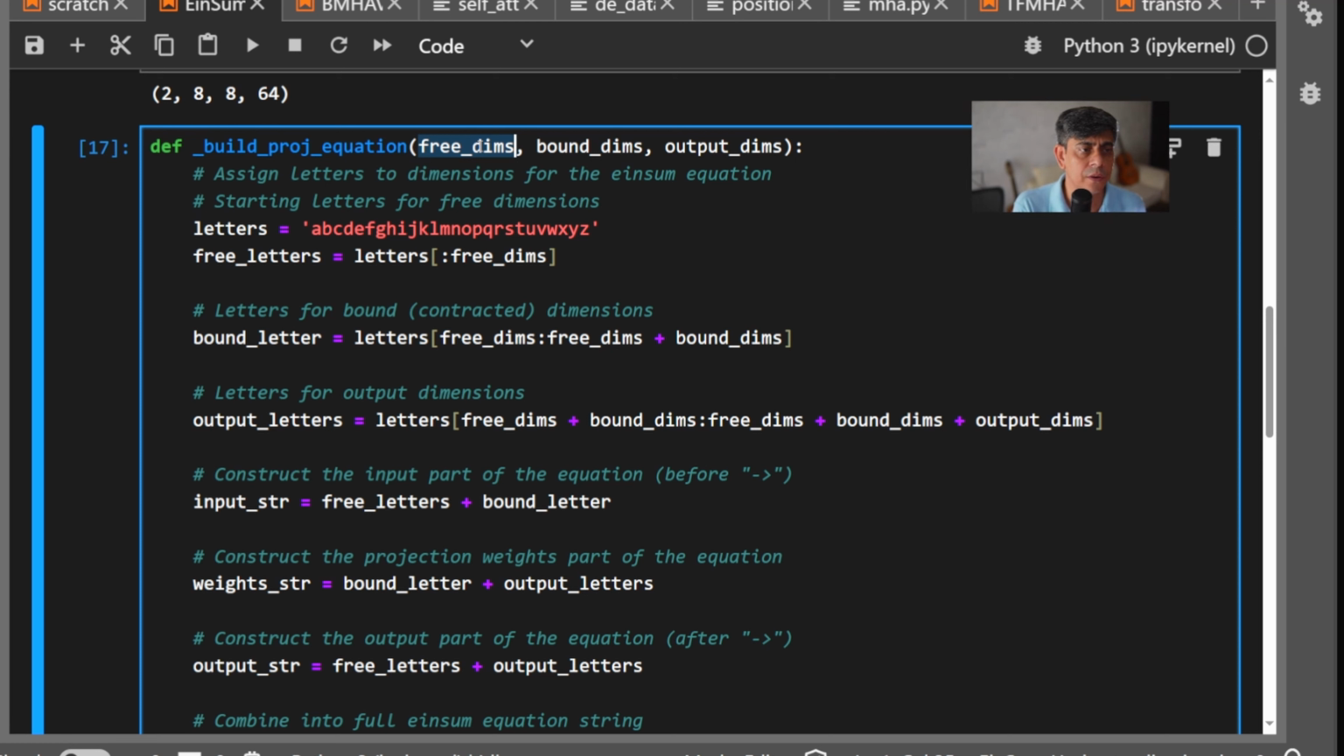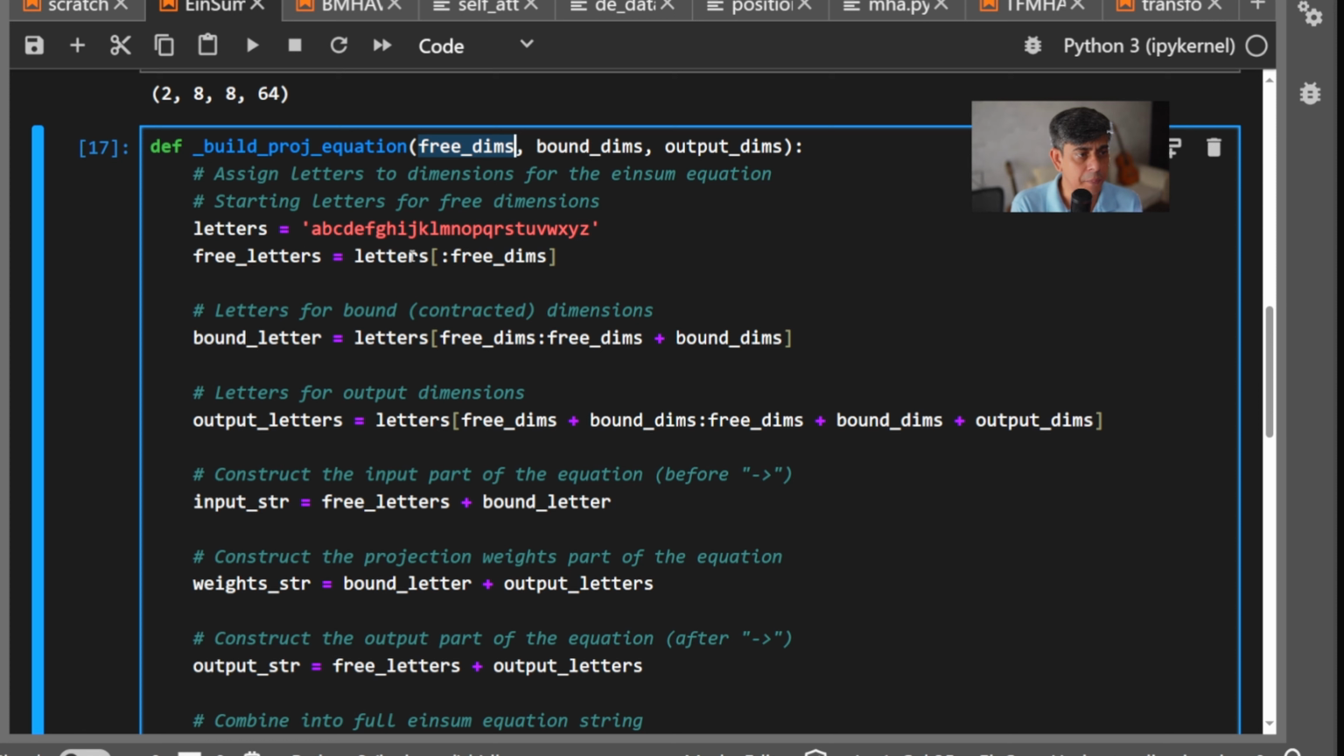There is something called a free dimension. What is a free dimension? Free dimensions are those which are not going to change during the operation. For example, the batch, which is A in our case, and the sequence length. During the matrix multiplication, we are not going to change them. They remain the same. We don't disturb them. So the batch and the sequence length are the free dimensions. How many free dimensions do we have? 2, right? One is the batch, another is the sequence length.